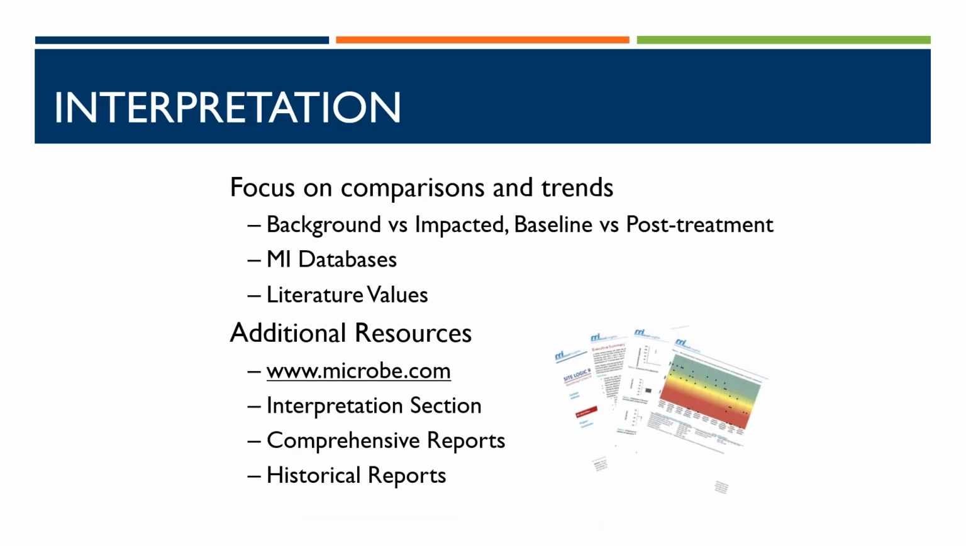So when it comes down to interpretation, we have a lot of different resources. We want to look at different trends and comparisons within our data, and that goes back all the way to the sampling strategy, determining background versus impacted, baseline versus post-treatment, and then trends over time, for example. We also have our MI databases that we've put a lot of time and care into to help you out more, and those databases include both real-world field samples as well as literature values in the case of CSIA.